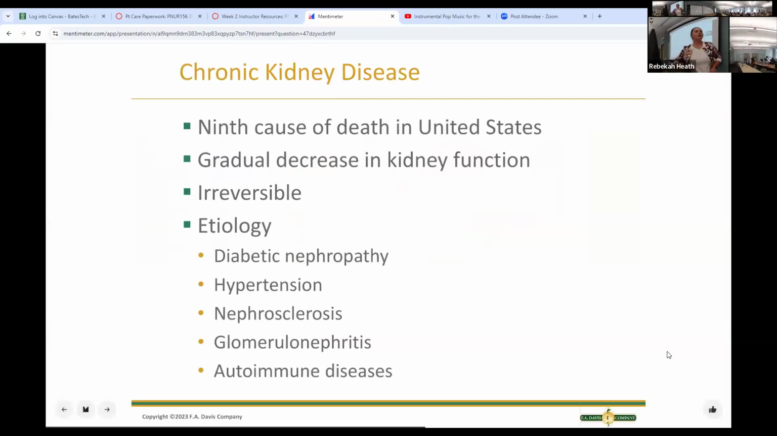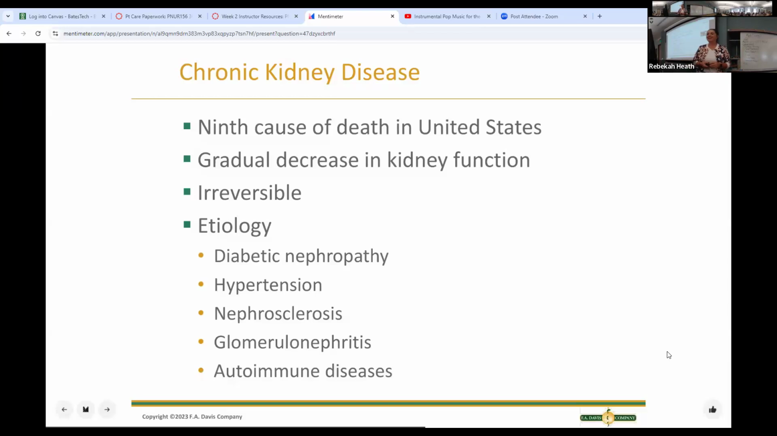Okay, so chronic kidney disease. Anybody know somebody that has chronic kidney disease and does some form of dialysis? Yeah, usually there's a few people that have loved ones that have been on dialysis for a while. It's quite a change in the way of life, and it really does affect almost every aspect of that patient's life and how they plan out their day and week and everything.